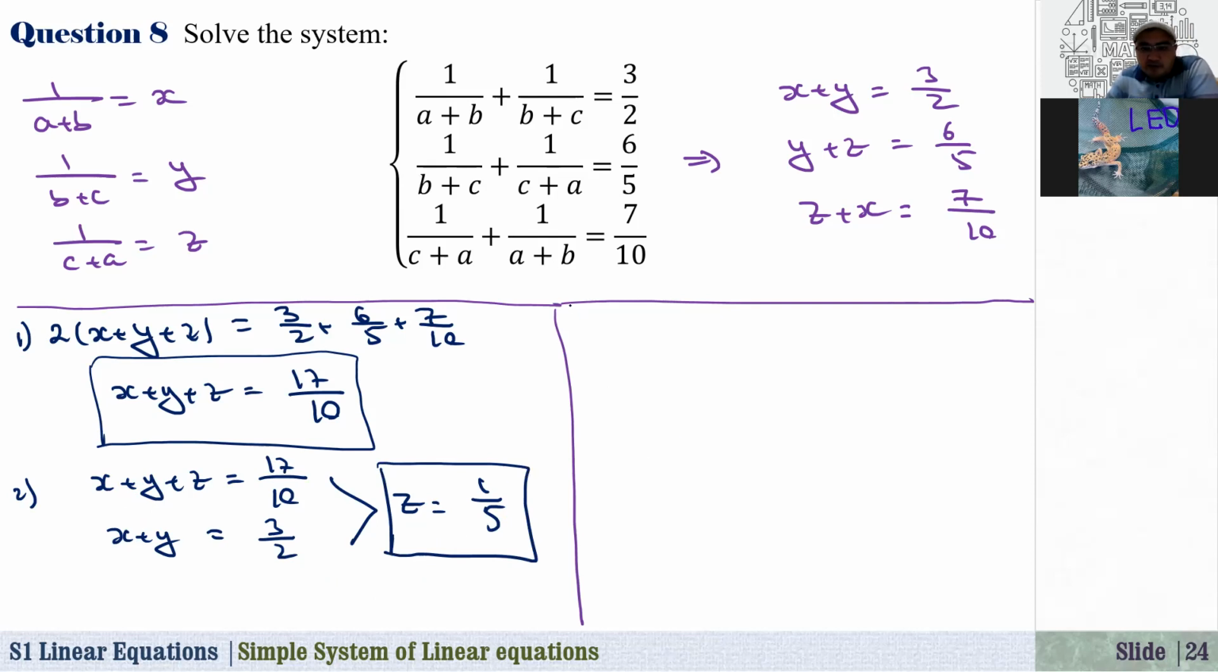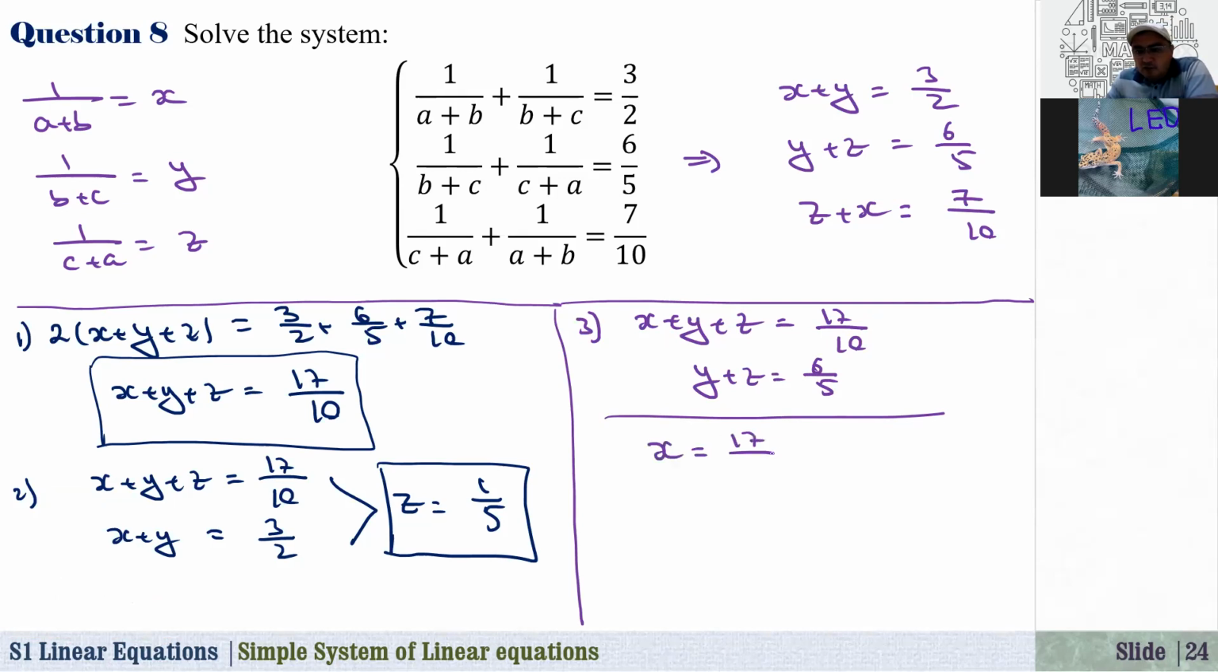In a similar way, so here we have, let me just change the color here, number 3. Here we have x plus y plus z, again, that's equal to 17 over 10. The second one is y plus z is equal to 6 over 5. Now, if you subtract the second equation from the first one, y is gone, z is gone. So here x. We have 17 over 10 minus 6 over 5, which is equal to, common denominator is 10, 15 minus 12, that's equal to 3 over 10. Hmm, that's equal to 1 over 2.